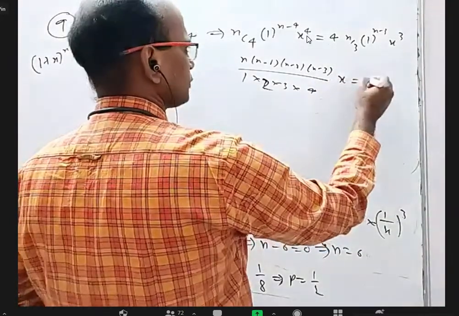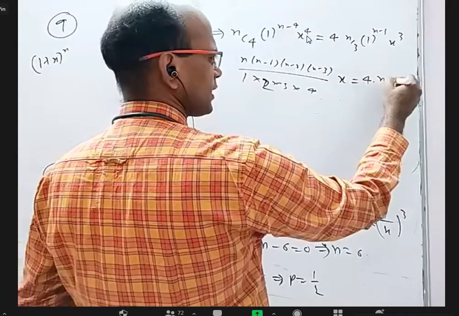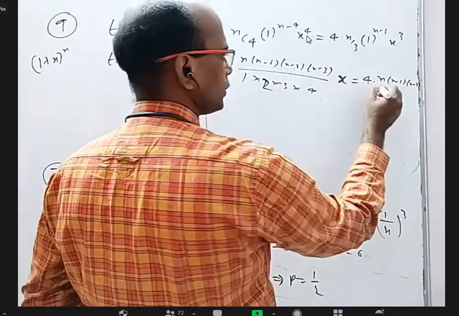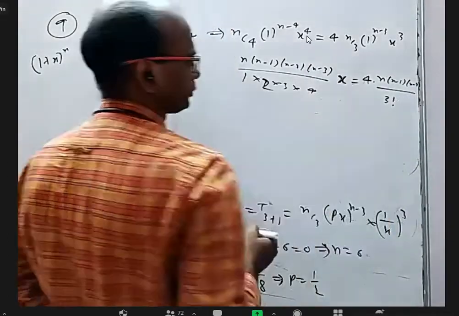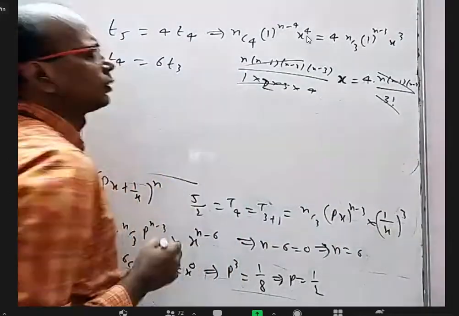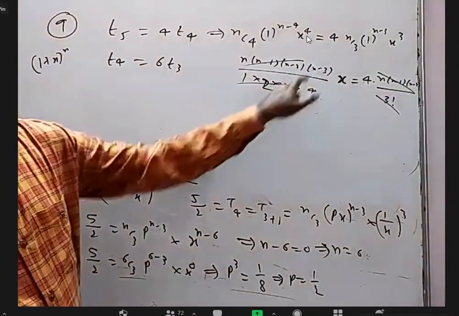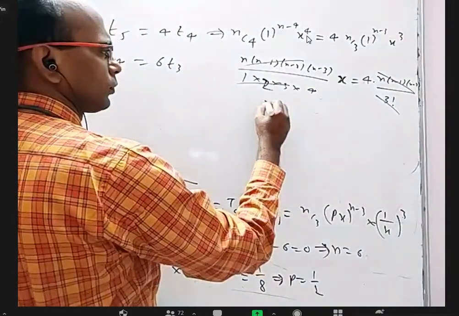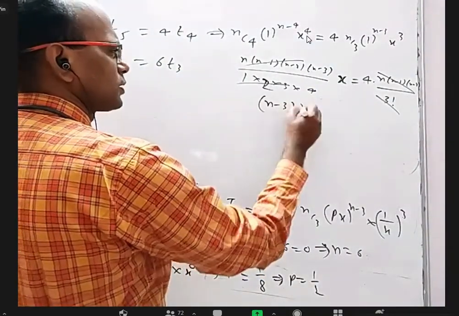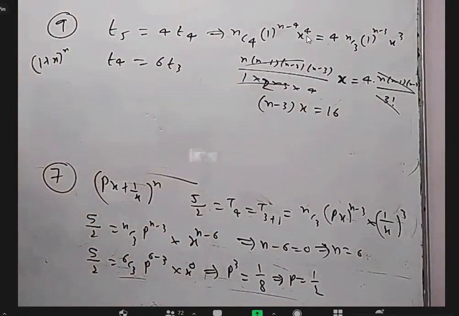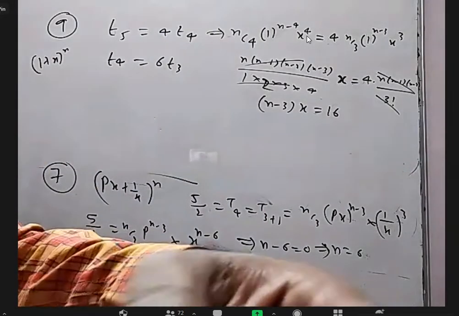This is x. This is n into n minus 1 into n minus 2 by 3 factorial. So this and this will be cancelled. So we'll be left with n minus 3 by 4. So n minus 3 into x is equal to 16. Let us simplify this, see what happens.